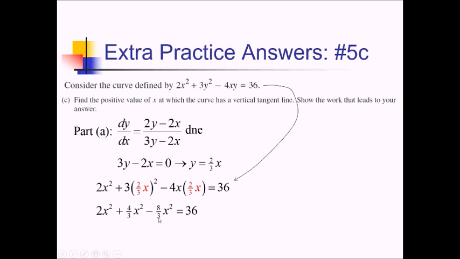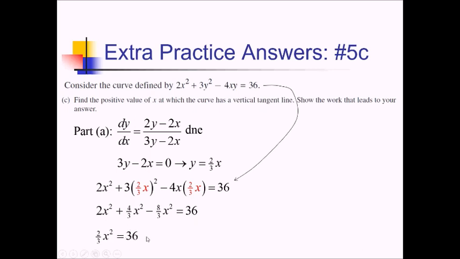Well, this is actually kind of a nice situation because you'll notice that we have all x squareds on the left side. So we can combine like terms. Let's do these fractions first. So we've got 4/3 minus 8/3. That's negative 4/3. 2 is equivalent to 6/3. 6/3 minus 4/3 is going to give me 2/3. So we have a 2/3 x squared on the left side.